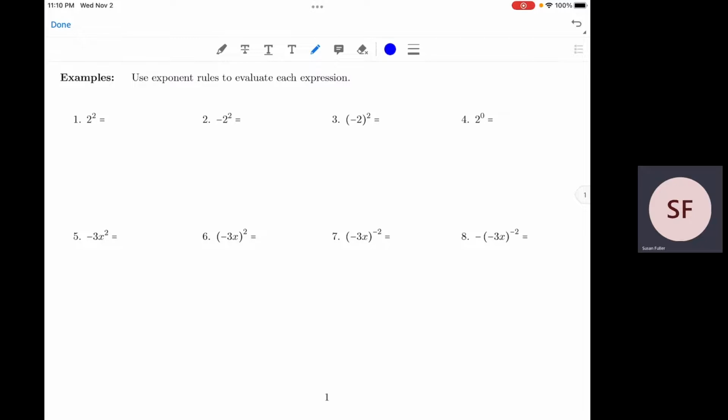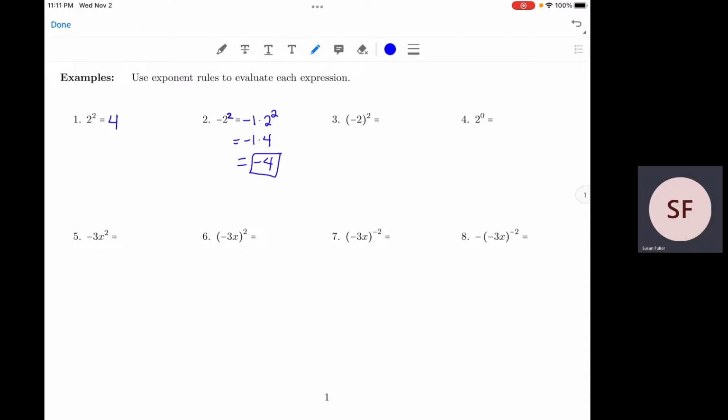2 to the 2nd power, that's going to be 2 times itself. So 2 times 2 is 4. All right, how about number 2? Negative 2 to the second power. There's no parentheses here, so this exponent of 2 applies only to the base of 2. It does not apply to that negative. There's no parentheses, so it doesn't apply to anything except that base right in front of it. So since there's no parentheses, this means -1 times 2 to the second power. So that means -1 times 4, which is -4.